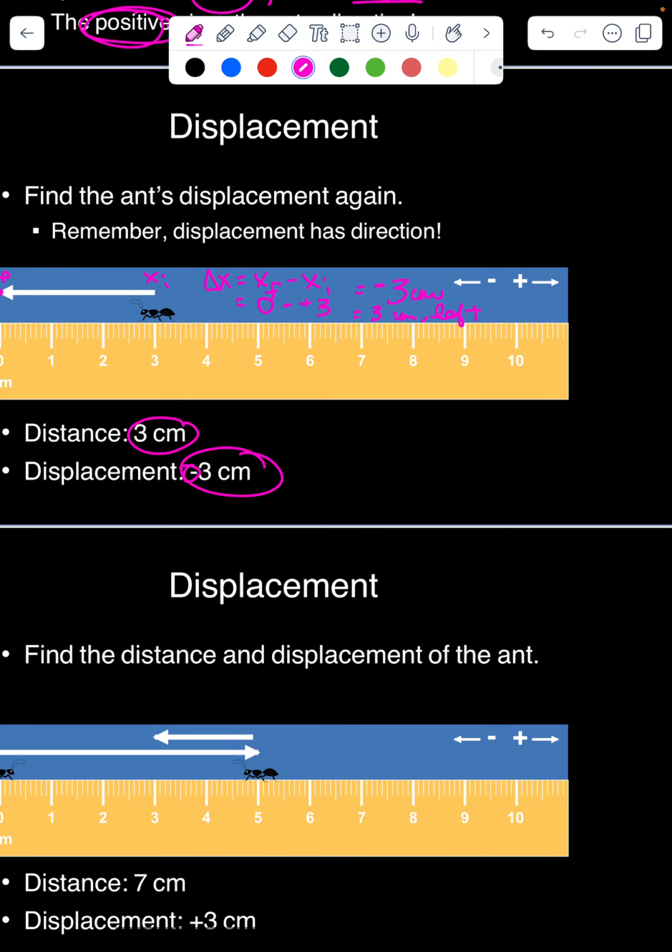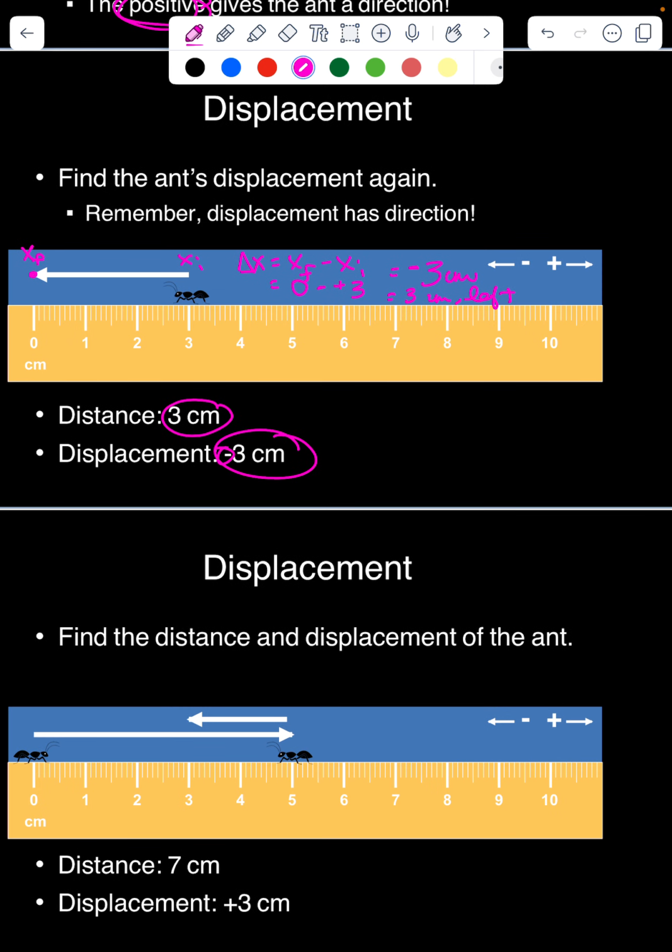All right, so look at this one. So remember that the ant starts at 0. So that's his initial position. He travels to 5 centimeters, and then he goes to 3 centimeters. So our final position is that positive 3 centimeters. So if I'm looking for my distance, remember my distance is looking at the entire path. So I would add every single centimeter that he traveled up, which gave us 7.